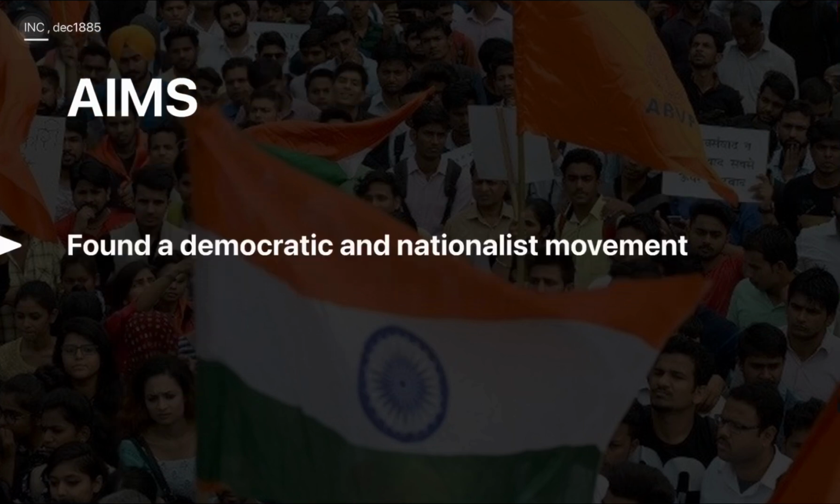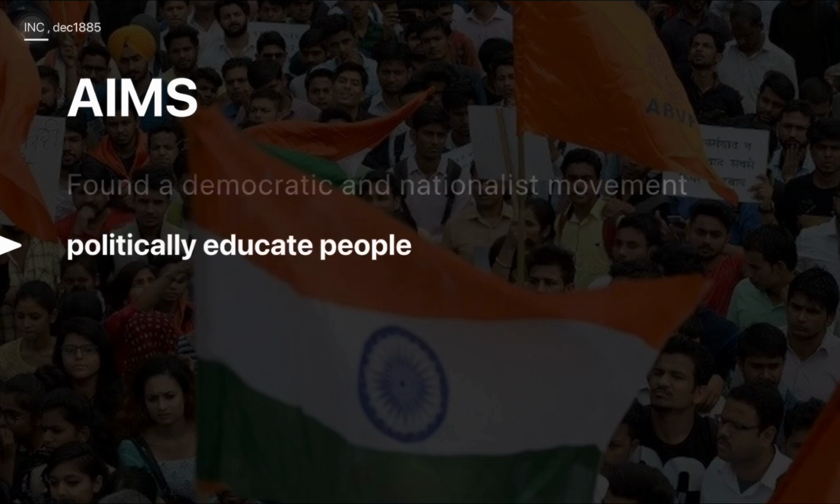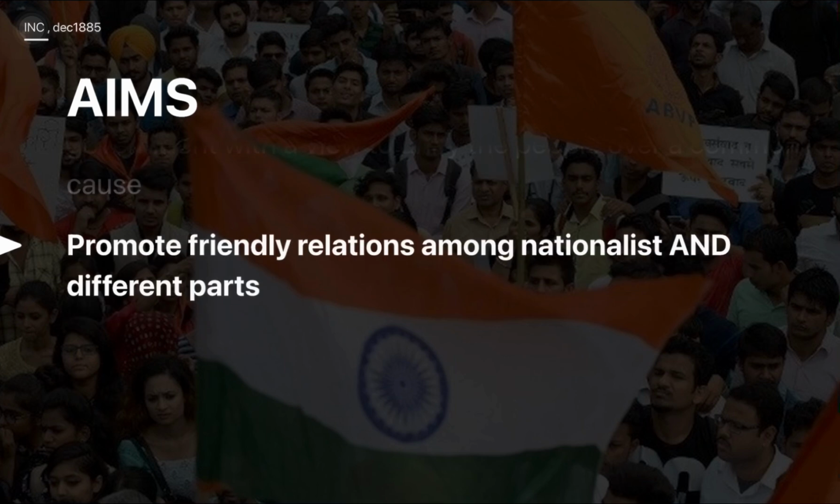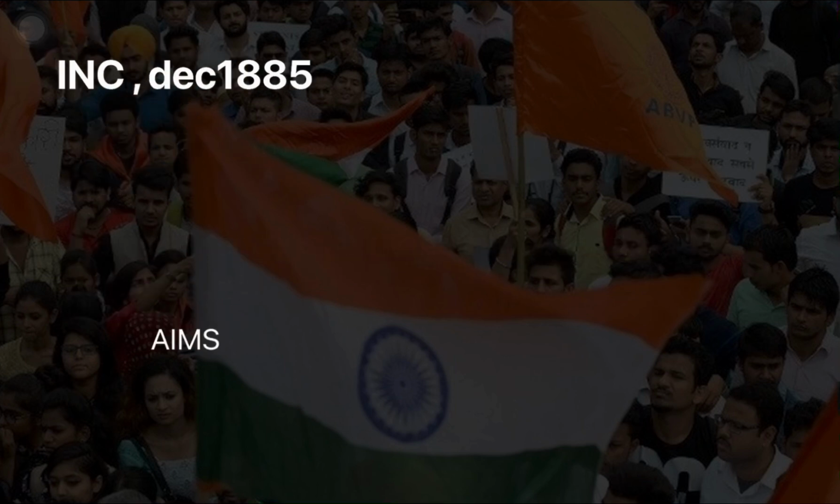What were the main aims of INC? To build a democratic and nationalist movement, politically educate people, formulate and present popular demands before the government with a view to unify the people over common cause, and promote friendly relations among nationalists in different parts of the country.